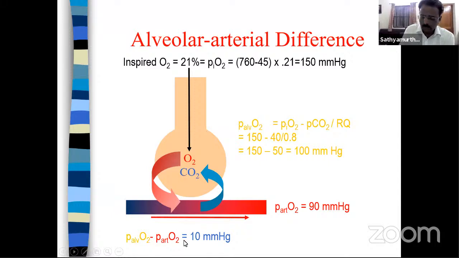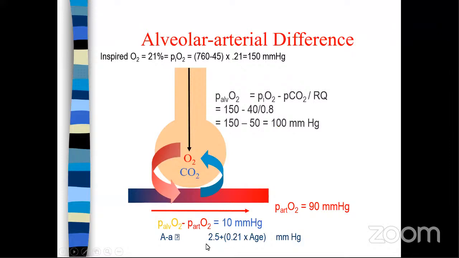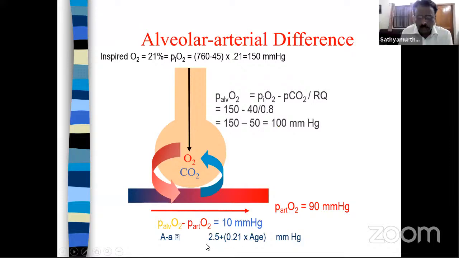Why is it important to know whether the patient has hypoxemic failure or ventilation failure? This will help you when you get this A-a difference. Normal is about 10 millimeters of mercury. If it is increased, then you know it is hypoxemic failure. I'll come to this one. Normally the difference is about 10 millimeters of mercury, and it will vary with age. As the age increases, the A-a difference increases.